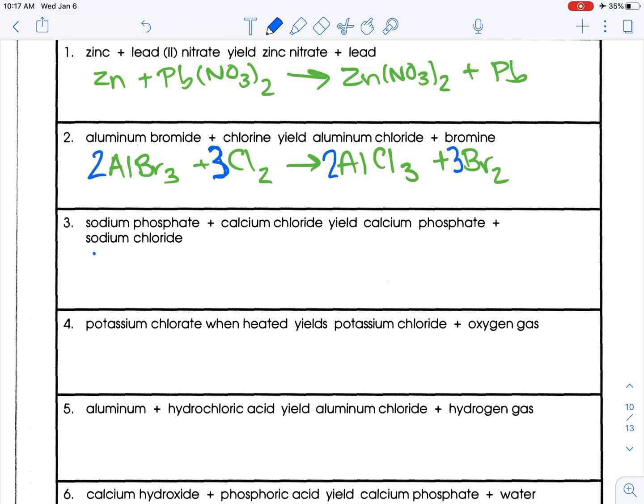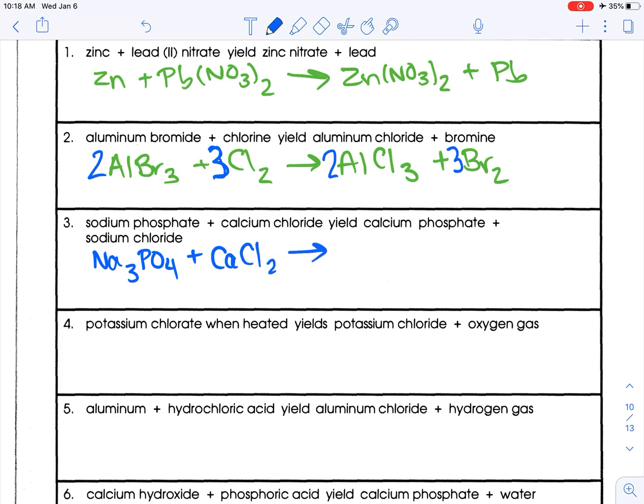Sodium phosphate, Na plus 1, PO4 minus 3. So that is not balanced. So let's crisscross. And we'll do Na3PO4 plus calcium chloride, Ca plus 2, Cl minus 1. I'm finding those charges on the periodic table. So if you're wondering where I'm getting them, that's where I'm getting them.